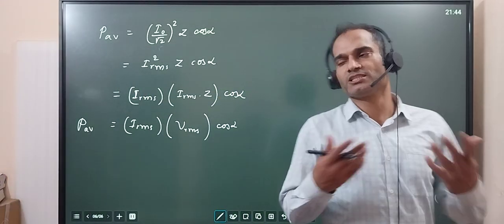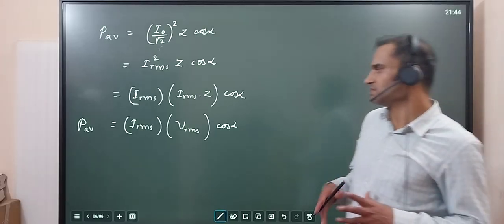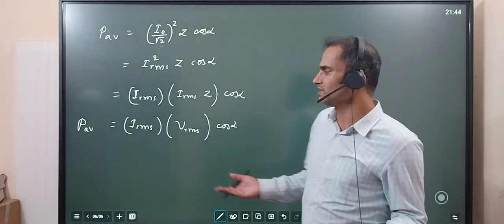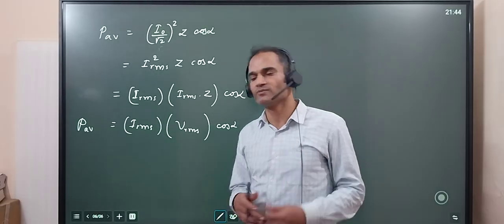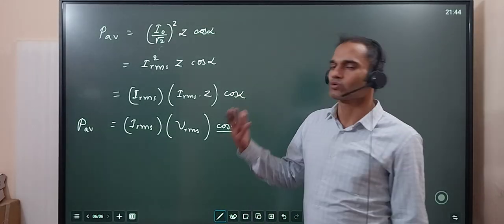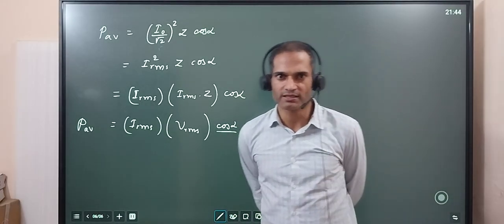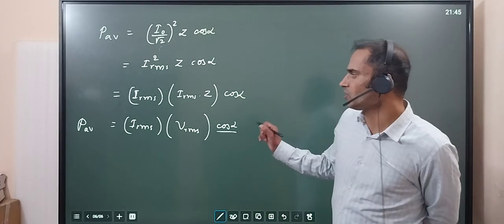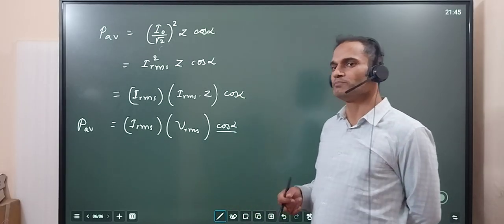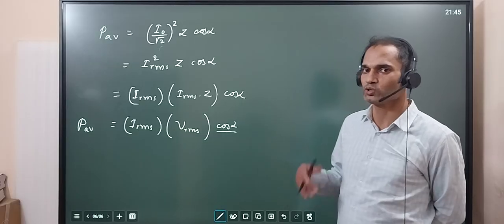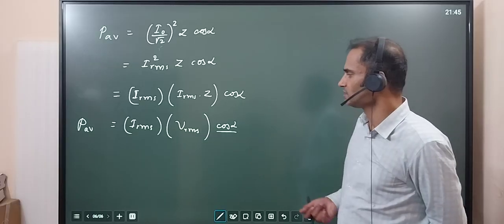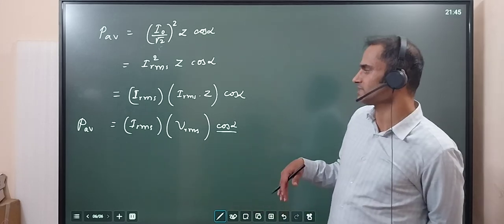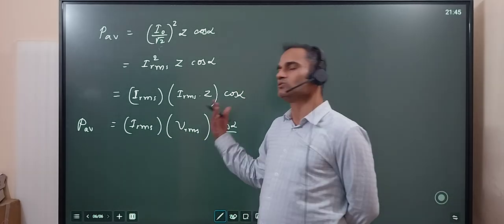In purely resistive circuit, what we got was just IRMS VRMS. Okay, but here we are getting one more thing, that is cos alpha. This thing is called power factor. Because of the phase difference, the power dissipation will be less than IRMS into VRMS.